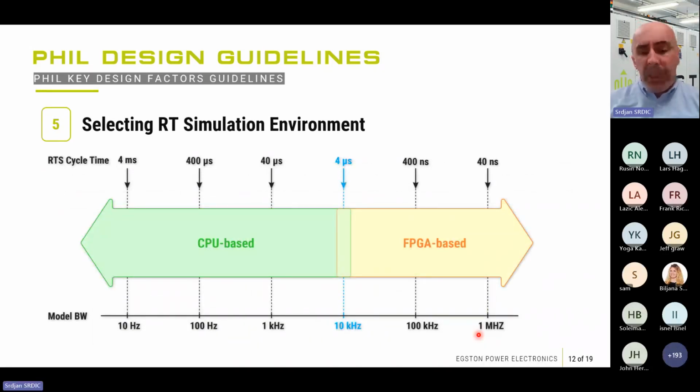So basically, based on the technologies, and the technologies are evolving constantly, it's a good measure to have 4 microseconds as a point at which you would select whether you would go for CPU-based or FPGA-based. So if your cycle time is less than 4 microseconds, it would be a good idea to go to the FPGA-based approach. And if it's higher, then you should consider the CPU-based approach. And of course, there is an overlap between those two.